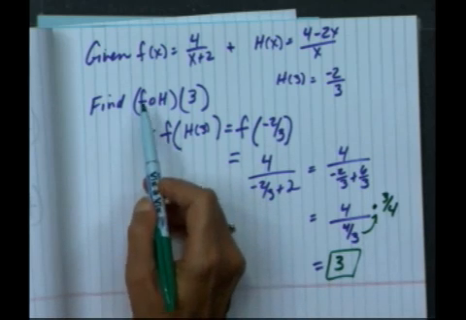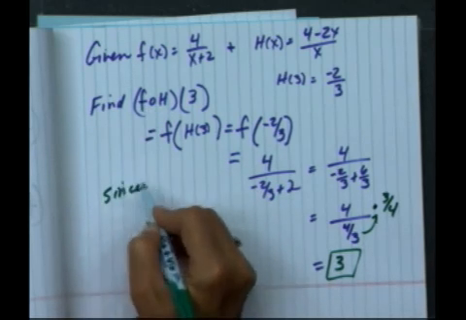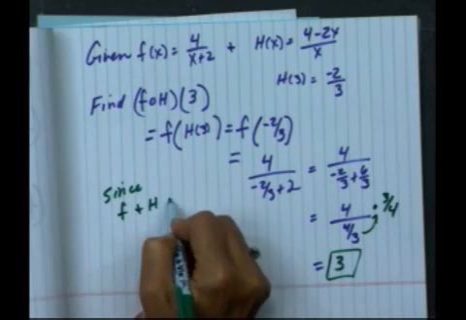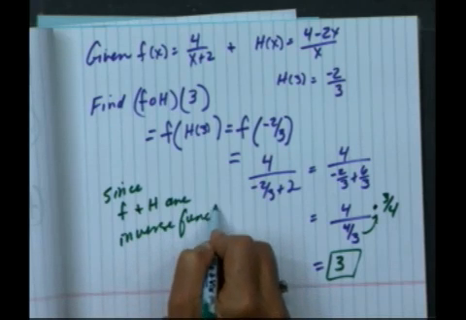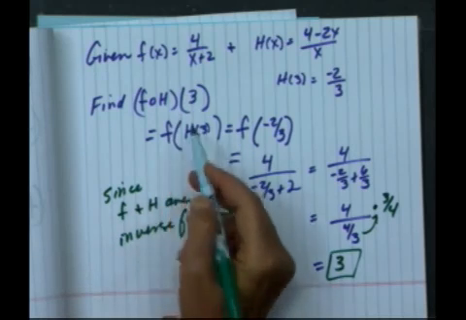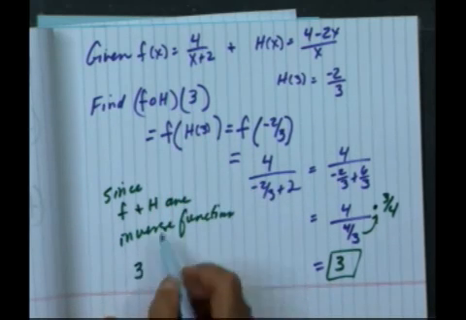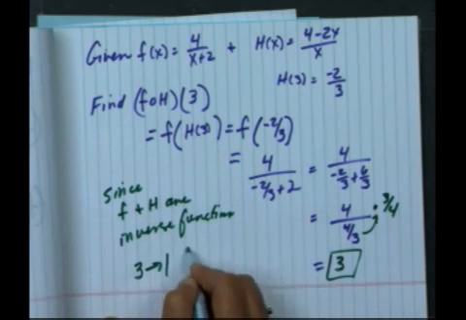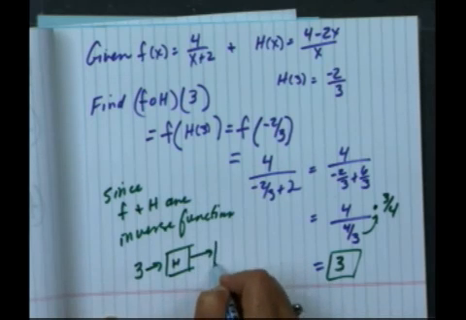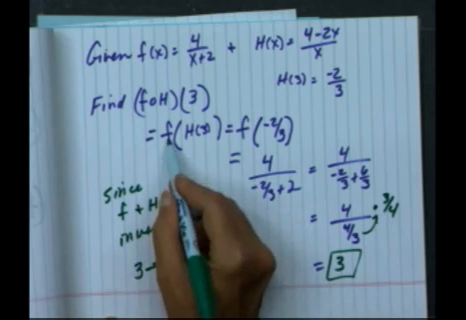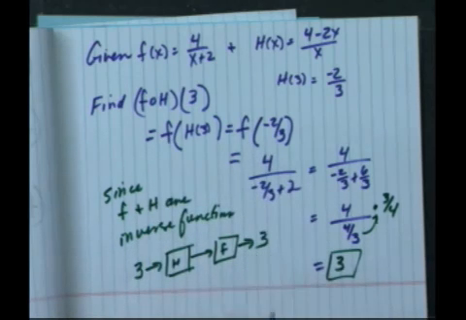So since f and h are inverse functions, basically what happened here was we had 3 got stuck in the h function. That answer got stuck in the f function, and it spit back out 3 on the other side. One function did something to it, the other one reversed what it did, and you came right back out with what you had.